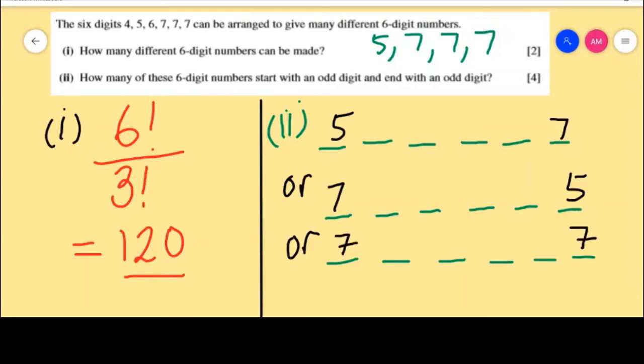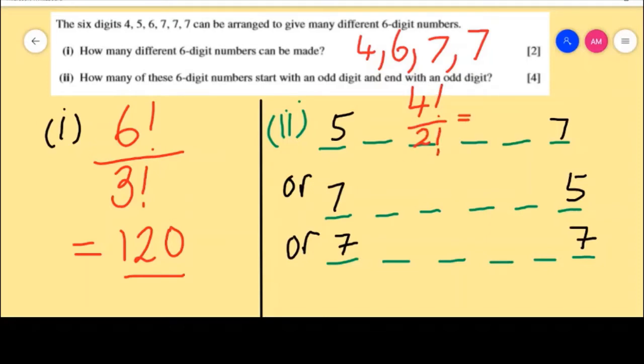So I'm going to look at each case separately here. Right, so if I'm going to use up the 5 at the beginning and the 7 there, it means I'm left with 4, I'm left with 6, I'm left with the 2 7s here. So how many ways can I arrange those in the 4 spaces there? That's 4 factorial, but you can see the 7s repeat, so over 2 factorial. And if I do that on my calculator there, I get 12.